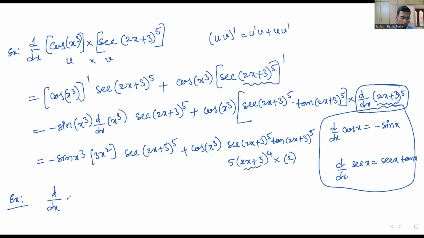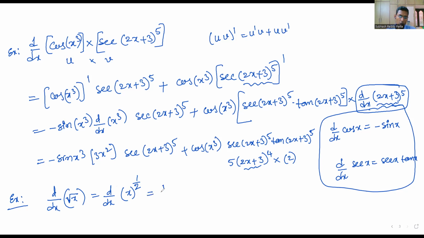d by dx of root x. So you need to remember this one. d by dx of root x. What can you write for root x? Root x is x to the power 1 by 2. So d by dx of root x is d by dx of x to the power of 1 by 2, right? Yeah, you do it now.